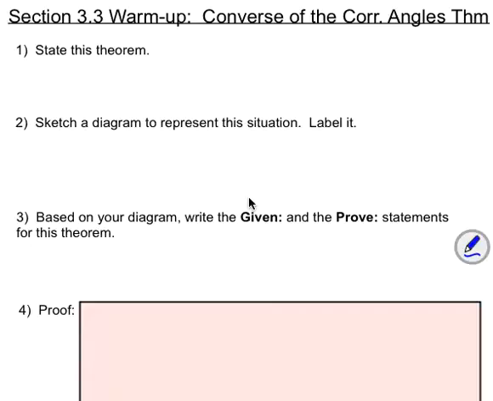So what I'd like for you to do is to just think a little bit about what the converse is, go back and look at what the corresponding angles theorem is, the one that we studied in section 3.2, and then, without looking ahead in your book or anything, see if you can come up with what the converse of that theorem would say. Go ahead and sketch a diagram, make sure you label it, and then based on your diagram, write a given and a proof statement for this theorem as if we were going to prove it. Then we'll talk about the proof in a little bit. So go ahead and hit pause.